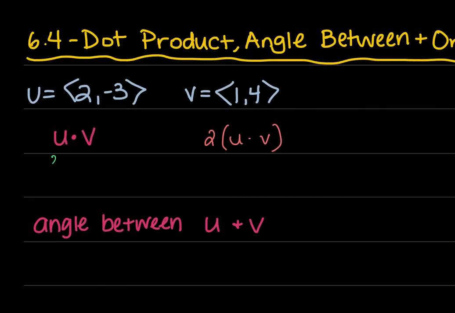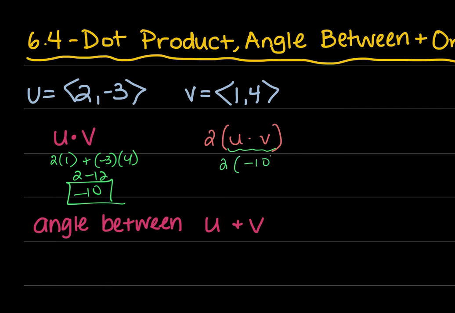So the dot product of u and v would be 2 times 1 plus negative 3 times 4, 2 minus 12, which is negative 10. If it says something like 2 times u dot v, I could do this in a couple different ways. I could do u dot v first and then multiply it times 2, or I could do 2 times u, then that dot v. You cannot distribute here. Remember, if it's not a plus inside the parentheses, we don't distribute. So for this one, I could find u dot v first, which we just did, which is negative 10, and then I'd get 2 times negative 10, which is negative 20.